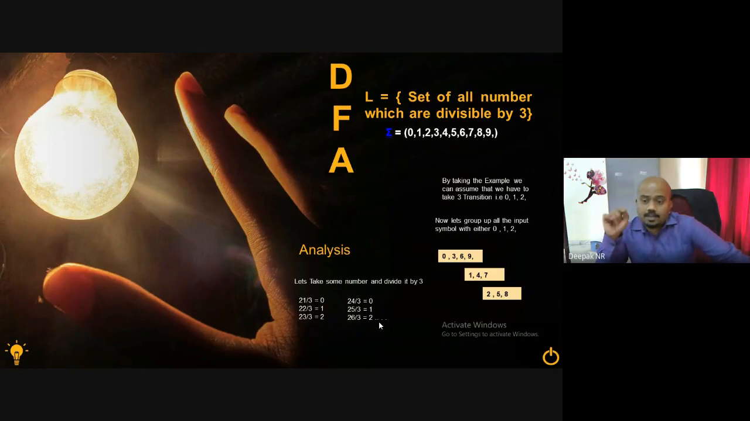And if I take 1, 4, 7, the remainder will be 1, and I group these as the group 1 state. And 2, 5, 8, the remainder will be 2, and I make it a group called the state 2. I hope you're now clear about why I've made these groups. As I said, you will be flowing through 3 states called 0, 1, and 2, and I will group all my input values into them. Okay, let me start constructing the DFA now.